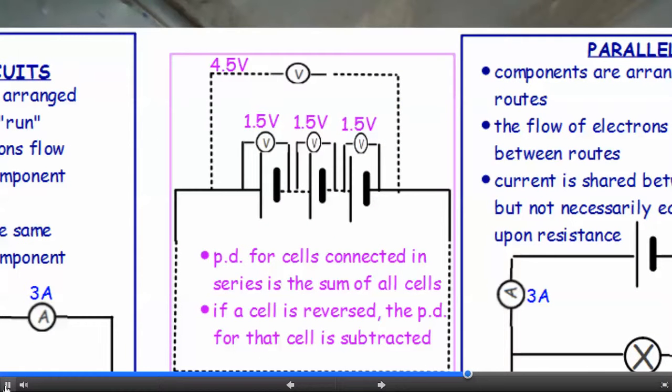Now, if you've got several cells connected to form a battery, then the PD for the cells connected in series is the sum of all the cells. But if one of the cells is reversed, then the PD for that cell is subtracted from the total.